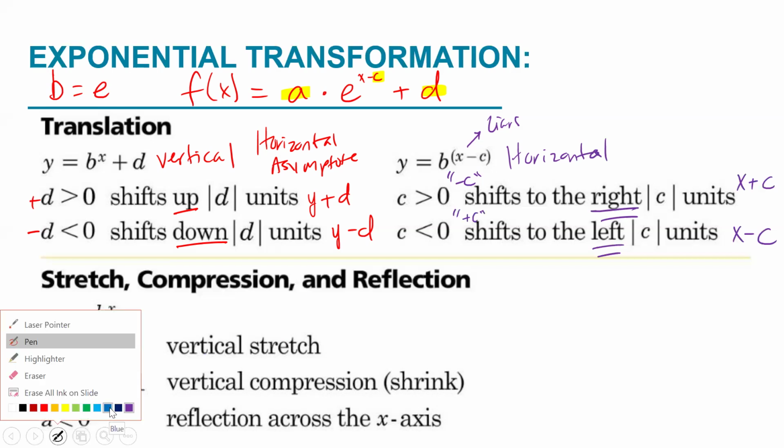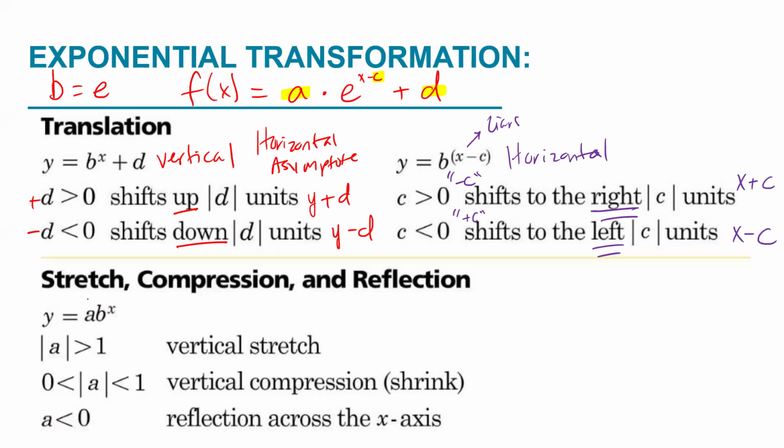Okay. Last but not least is our A. It's our stretch, compression, and reflection. If you go into calculus, this is called our dilation variable. But for us, it's our stretch, compression, and reflection, and it's all focused on A. We're not talking about whether A is positive or negative, we're just talking about the absolute value of A. So if the absolute value of A is greater than 1, then that's a vertical stretch. So it's going to be A times your Y. Whatever A is, you're going to multiply by your Y.